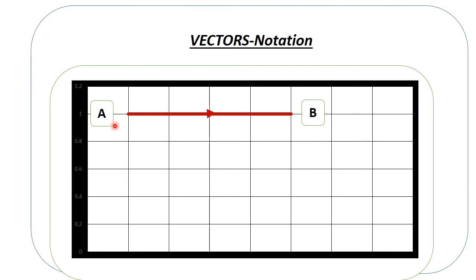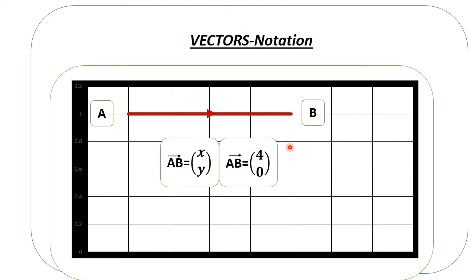What about this one? Again, this one in the x, I think we dealt with it, the first one, where we had 4 movements in the x and no movement in the y. So 4, 0.